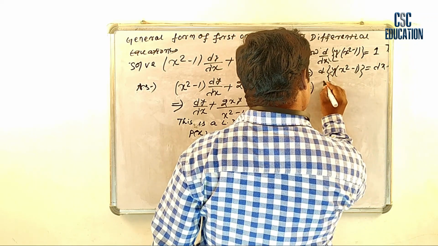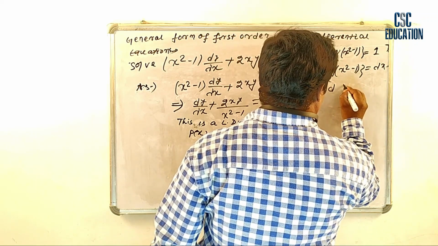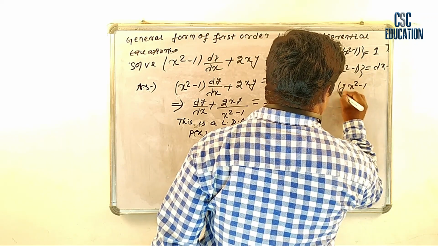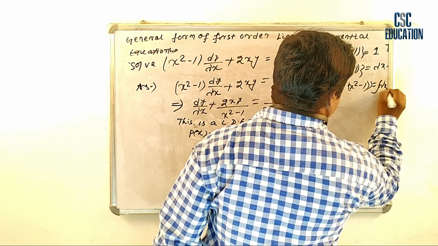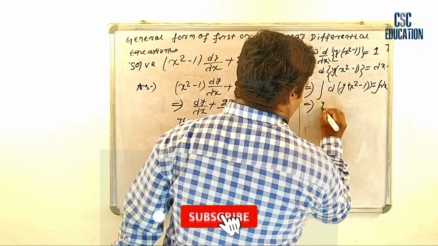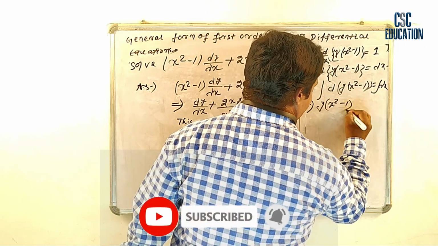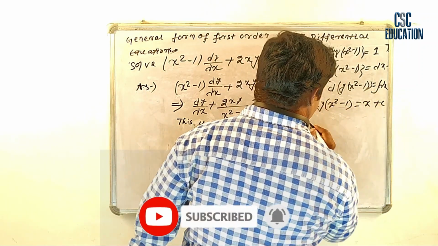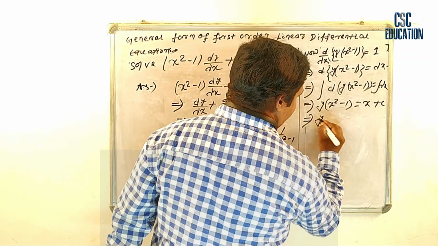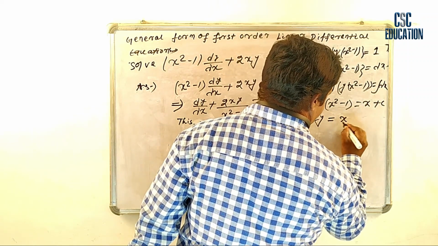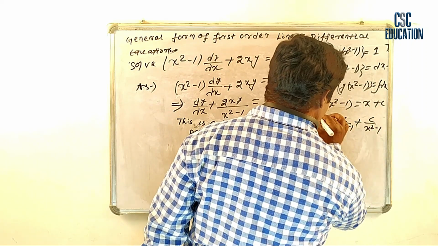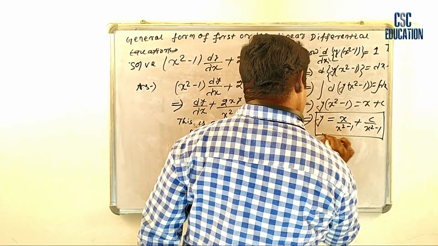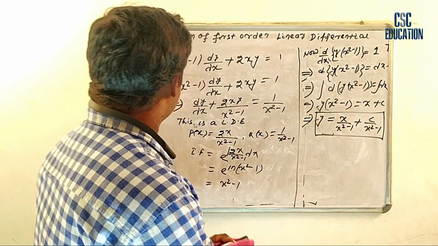Now integrating both sides, d of y times x square minus 1 equals the integration of dx. So y times x square minus 1 equals x plus c. This implies that y equals x by x square minus 1 plus c divided by x square minus 1. This is the general solution.